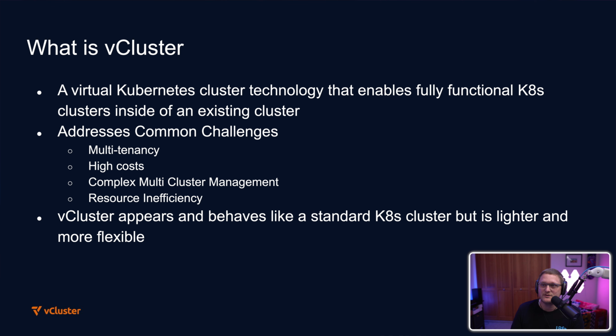We'll touch on each of these as we get further along in the slides, but basically if you're looking at doing multi-tenancy, vCluster is great. If you're looking at lowering costs, it's awesome because you reduce the amount of physical clusters you have. And if you want to reduce the multi-cluster management, what you can do is run multiple clusters in a single cluster and then share up CRDs from the base cluster to your virtual clusters. And then resource inefficiency, we're just packing more on the cluster. So vCluster appears and behaves like a standard Kubernetes cluster, but it's lighter and more flexible.